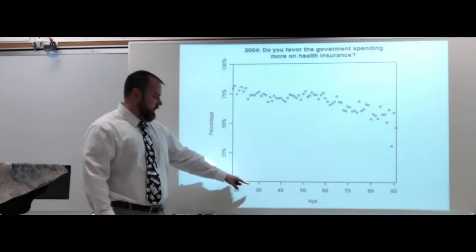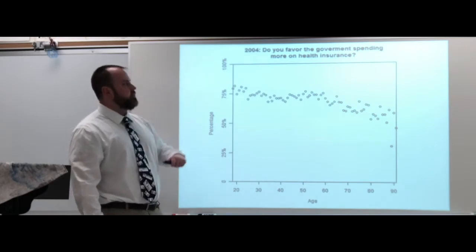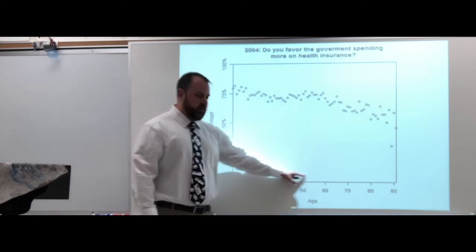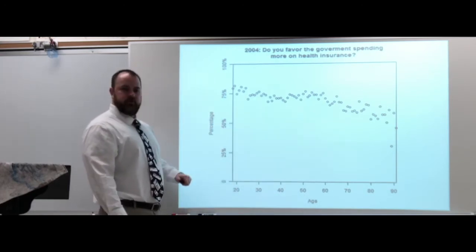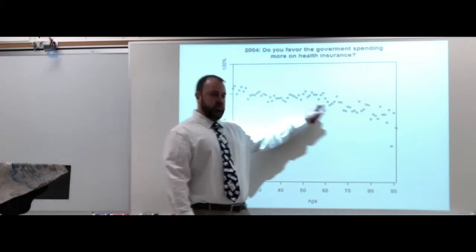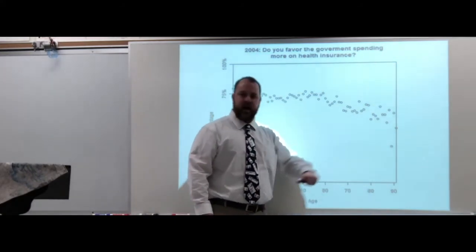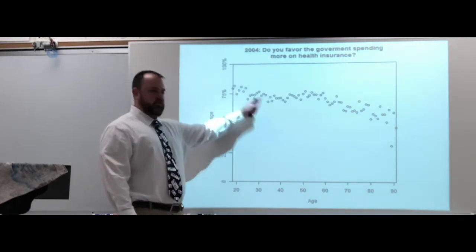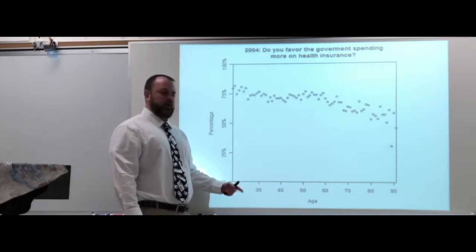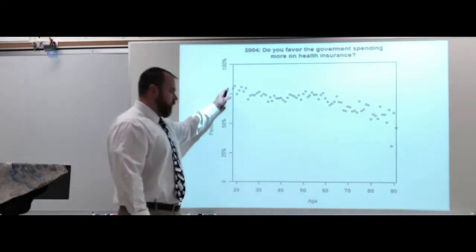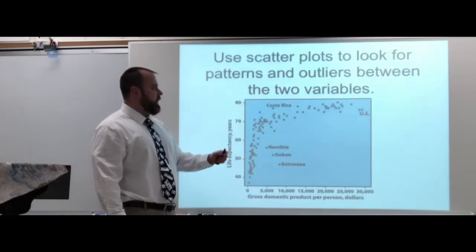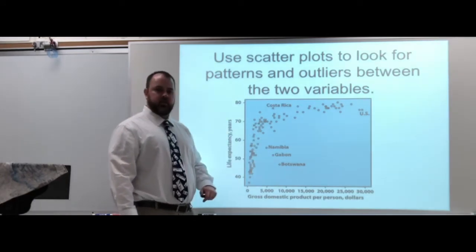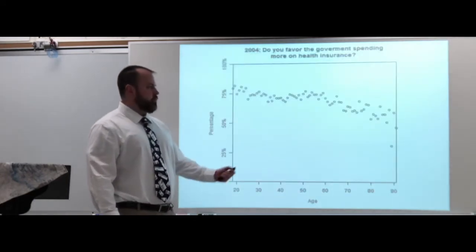Decreasing: here we're looking at age versus the percent of people who favor government spending more on health insurance. We have age on the x-axis and the percentage of people in favor on the y-axis. We can see that it's decreasing. Again, we have an outlier over there. So just some basic things about scatter plots. If it's decreasing, think about what's happening with the x and y variables: as x is increasing, y is decreasing. If we go back, as x is increasing, y is increasing for a positive relationship. Just some things to think about as we're looking through these.